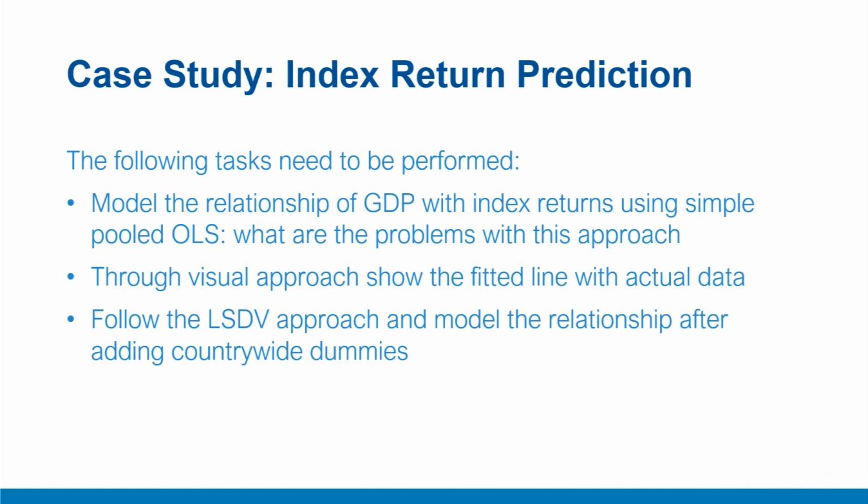We'll try to model the relationship of GDP with broad market-wide index returns, first using simple pooled OLS, and we'll try to infer what are the problems with this kind of approach. First, through visual approach, we'll try to see how the fitted line appears vis-a-vis actual data. Then we'll follow the least square dummy variable or LSDV model approach and model this relationship between GDP and index returns after adding country-wise dummies.